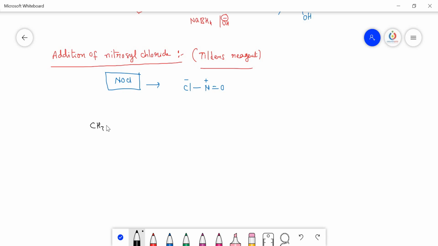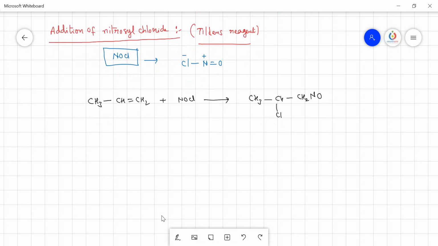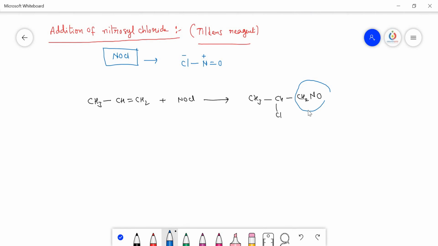I'll take one example directly so that you can understand the concept. Propene, double bond CH2, take the NOCl. Then you can easily expect the product, that is CH3, CHCl and CH2NO. The important thing is, whenever the NO part is added to a carbon where hydrogen atoms are there, immediately this type of molecule undergoes rearrangement and gives the more stable product. This hydrogen undergoes keto-enol tautomerism, so that it gives the OH here, double bond. This is called the hydroxylamine.